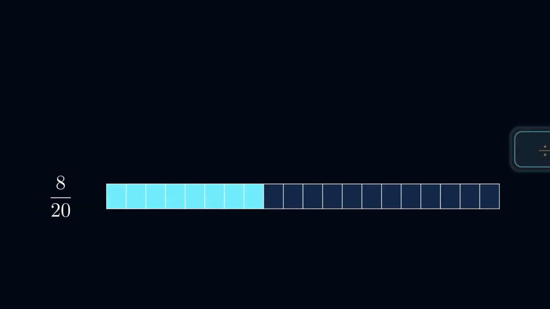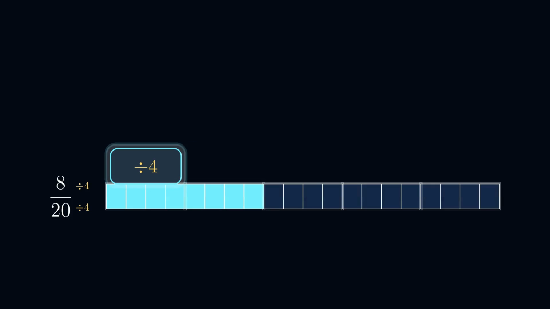Now we reverse the process. 8/20 has many small pieces. That can be useful, but it can also be simplified. We divide the numerator by 4. We divide the denominator by 4. 8 divided by 4 gives 2. 20 divided by 4 gives 5. So 8/20 simplifies back to 2/5. The value has not become smaller. The pieces have simply been grouped together. That is what simplifying does.